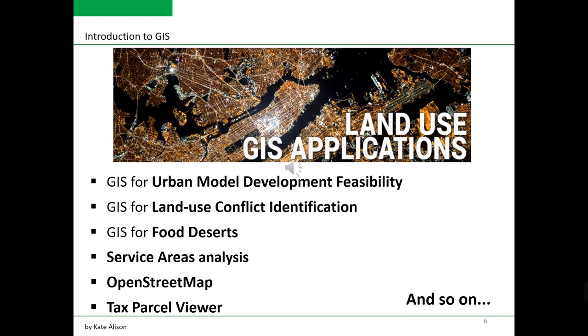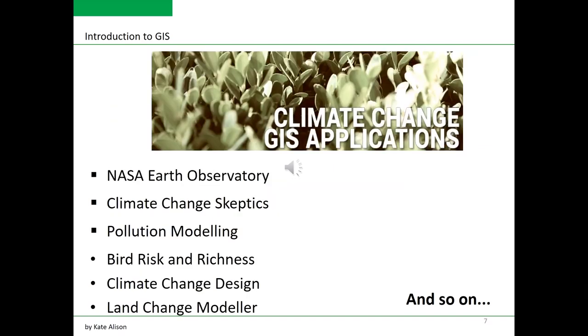GIS for service areas planning. We use GIS to measure how far paramedics and firefighters can service an area. OpenStreetMap, everybody knows this GIS application for land use management. Tax parcel viewers: GIS is used to assemble tax parcels and zoning information with color schemes on a web viewer, and so on.